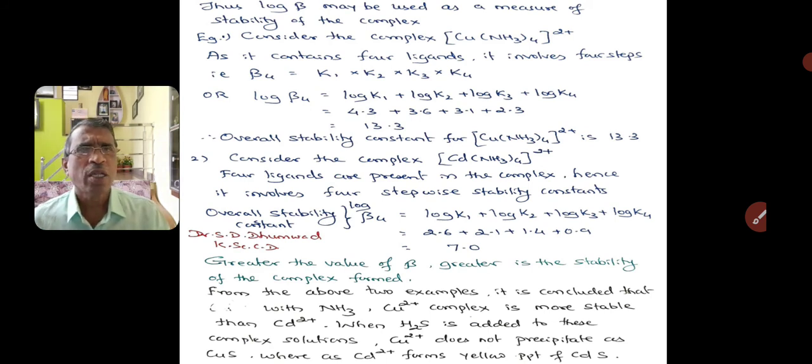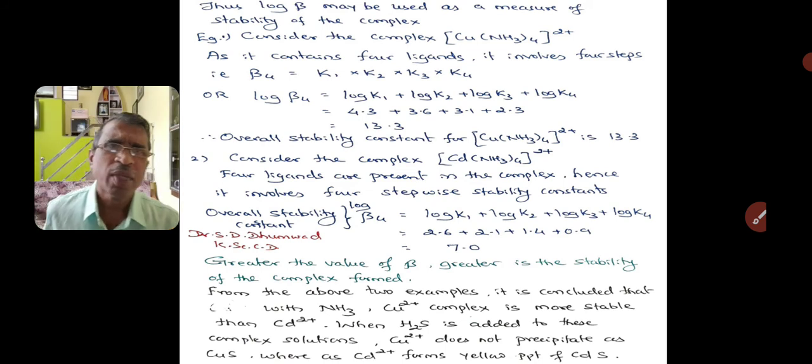Similarly, consider the complex, the tetraamminecadmium ion. For this also, it involves 4 steps because the coordination number is 4, and we add all the K1, K2, K3 and K4 values which are given earlier. By adding all, we get 2.6 plus 2.1 plus 1.4 plus 0.9 gives 7.0. Here also, the greater the value of the overall stability constant, the greater is the stability of the complex formed. In the above 2 examples, it is concluded that the cuprammonium ion is more stable than the cadmium complex.